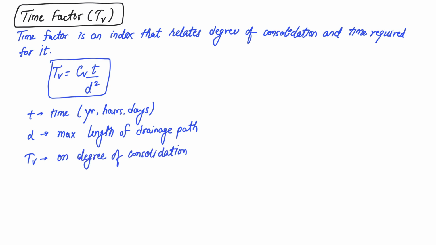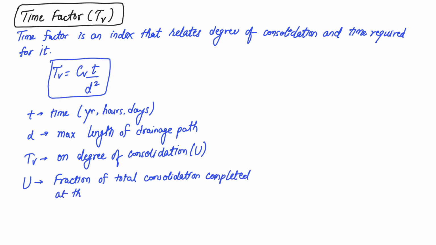But now the question arises: what is this degree of consolidation? This degree of consolidation is the fraction of total consolidation that is completed at the moment. So obviously, consolidation in the beginning will be zero and it will gradually increase to reach 100% consolidation after some infinite time. That percentage, how much fraction of the total consolidation is completed right now, is known as the degree of consolidation.